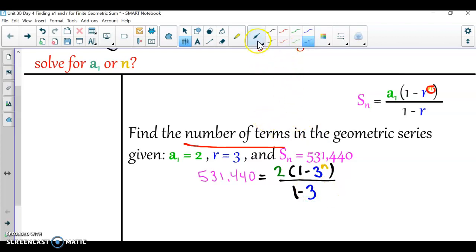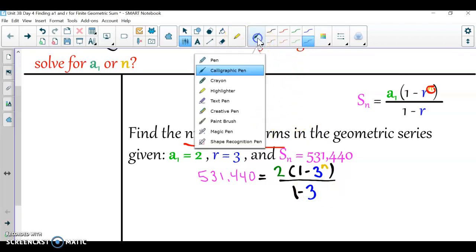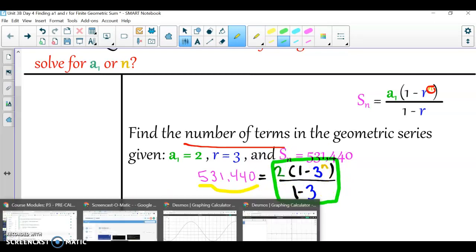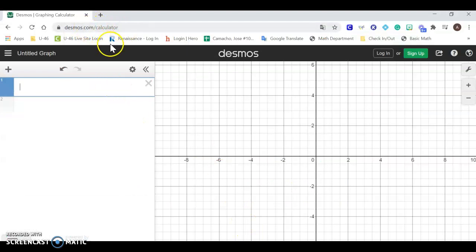So what we're going to do is we're going to use 531,440, this part right here. I'm going to graph that. And then I'm going to graph this second part as a second function. So let's go to decimals right now. I have the decimals.com calculator open. The first one, we're going to graph it as a horizontal line because it's just one value.